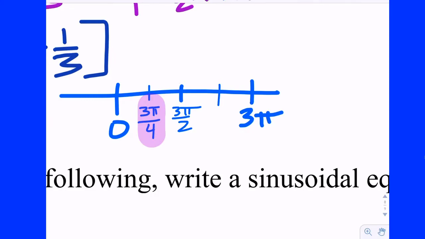So what would be that next critical value? 3 pi fourths, that would be 6 pi fourths. This would be 9 pi fourths. And then, of course, 12 pi fourths. You keep adding 3 to the numerator. Now, those are the values pre-shift.